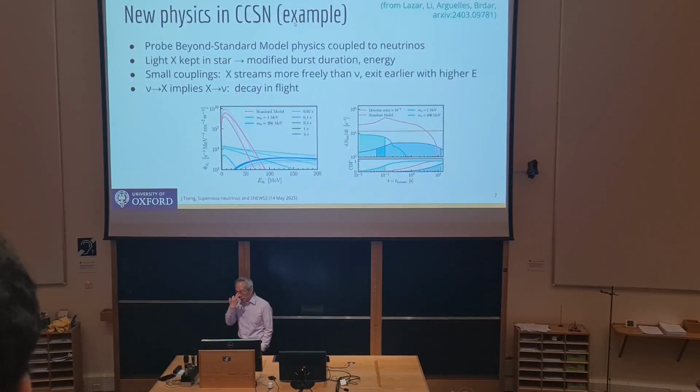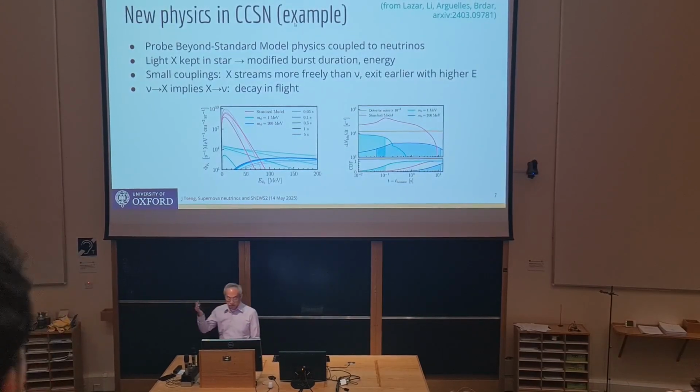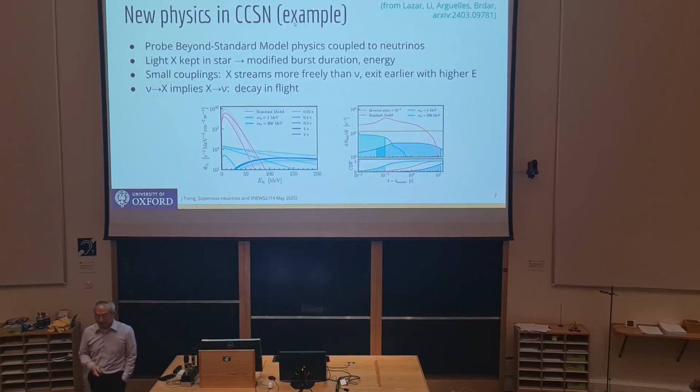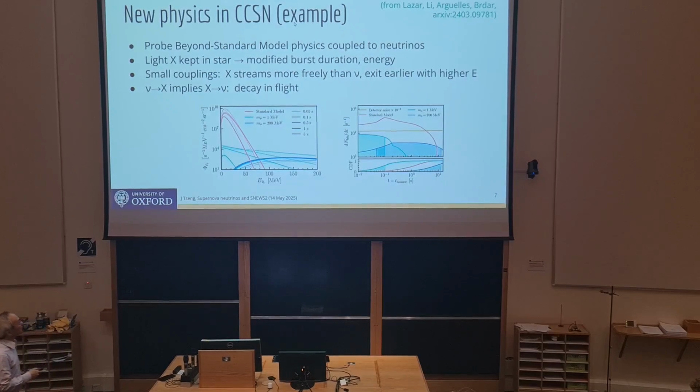Okay. An example of new physics, new particle physics from core collapse supernovae. I talked about dark matter. The argument usually goes something like this. There are a lot of people who, it's almost like a little cottage industry of dark matter models and what they would do to a supernova model.